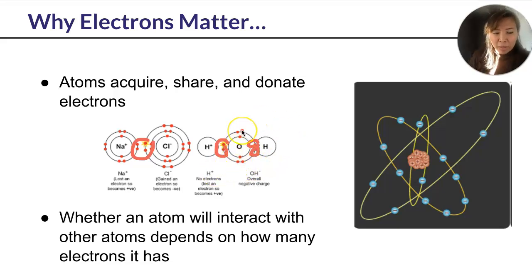So when the atoms are interacting with each other, it's based on how many electrons they have, and they're happier, as I said, when they have a full shell. Sorry, so I misspoke. Oxygen normally has 6 electrons around it, and it is going to gain an electron from bonding with 2 atoms of hydrogen.